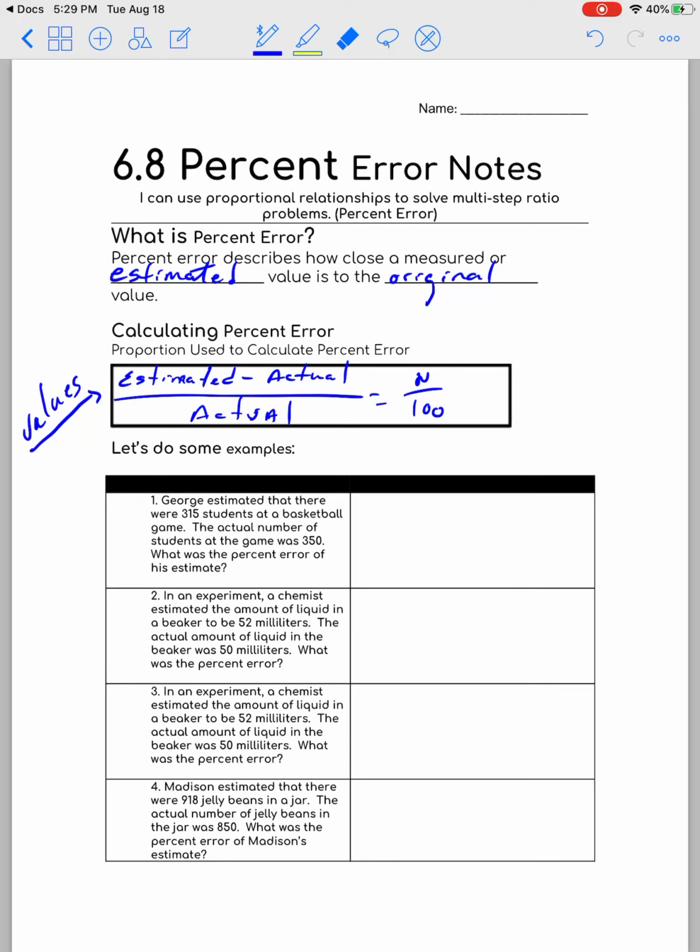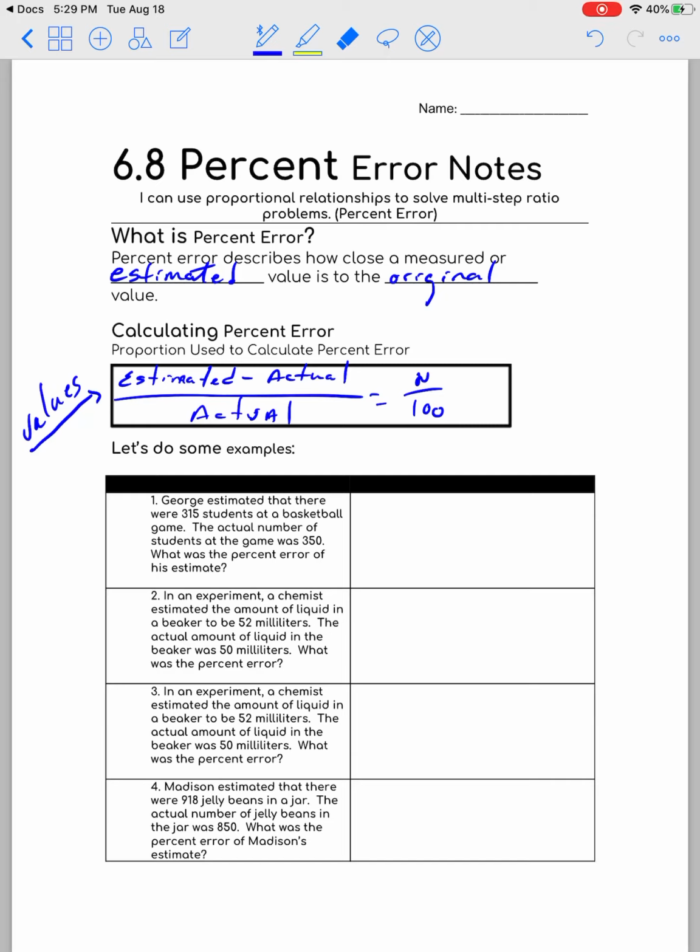Now, to calculate percent error, we're going to use the formula that's in this box. What you do is you take your estimated value, or the guess, or the measured, and you minus the actual. You put it over top of the actual, and that equals n over 100. If you notice, this looks pretty similar to what we've been doing, right? We are just using proportions, okay? Now let's get into some examples.